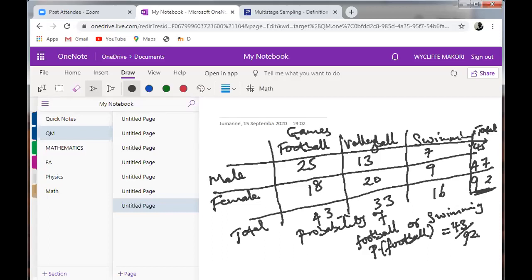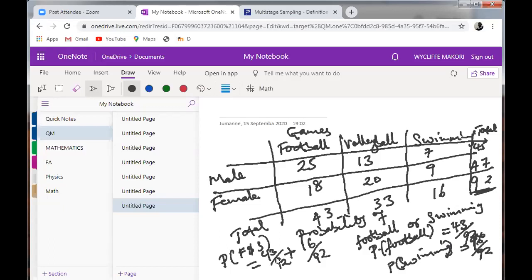The probability of picking a participant who is doing swimming will actually be what? There are 16 swimmers out of the 92 participants. So it's going to be 16 out of 92. Here we are assuming that a participant participates in only one event. So the probability of football or swimming would be equal to the probability of football, which is 43 over 92, plus the probability of picking a swimmer, which is going to be 16 out of 92. So you add the probabilities.